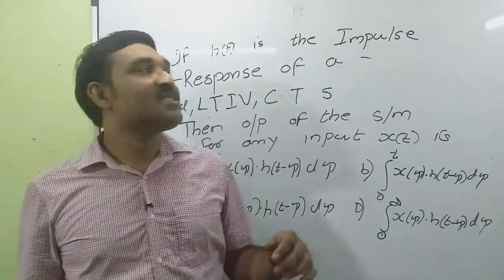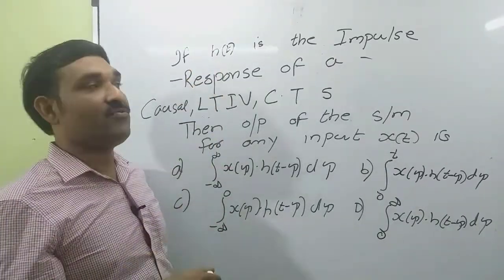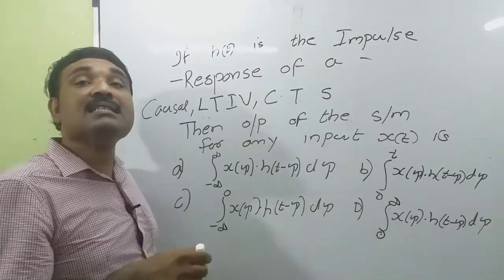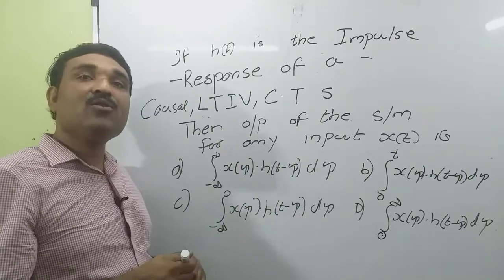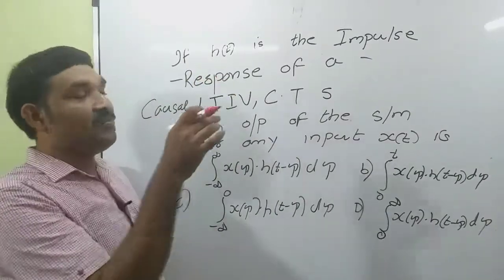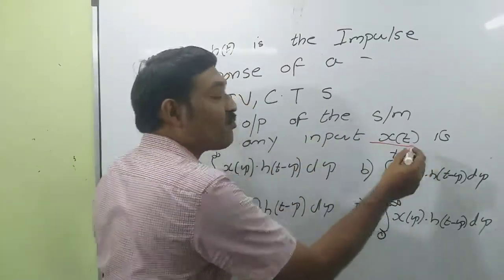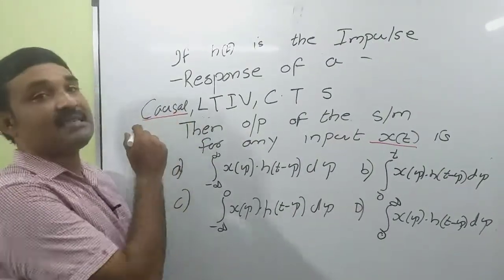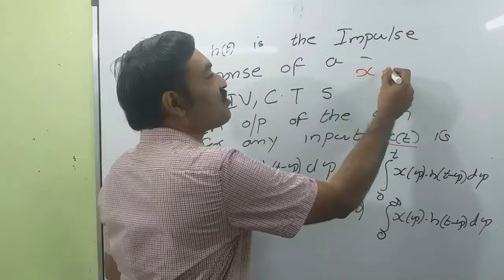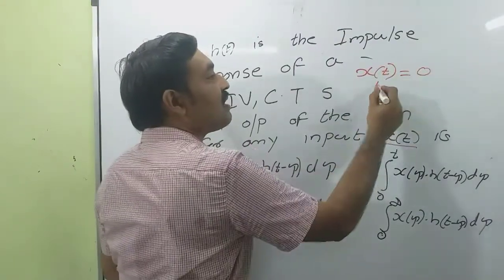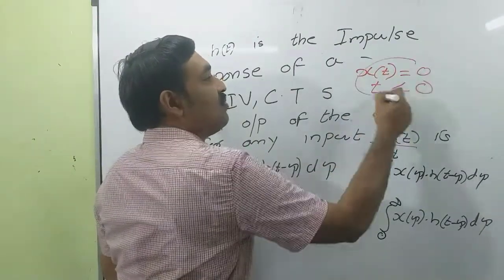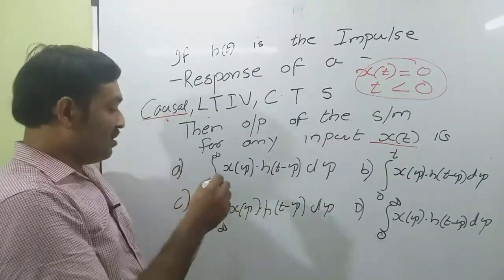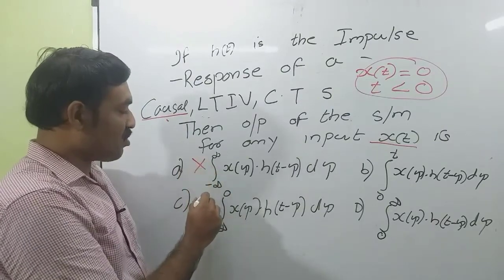In this question, h of t is the impulse response of a causal linear time invariant continuous time system. Then we want to find the output of the system for any input x of t in terms of convolution. Since this is a causal system, the value of signal x of t is equal to 0 for t less than 0. So the convolution will start from 0. So this option is wrong.